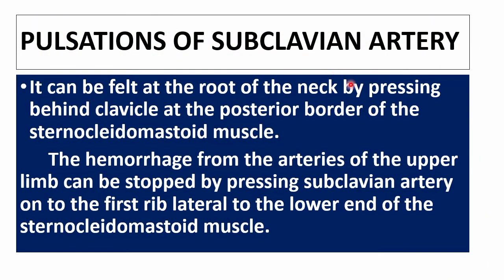Then, pulsations of the subclavian artery. They can be felt at the root of the neck by pressing behind the clavicle at the posterior border of the sternocleidomastoid muscle. Hemorrhage from the arteries of the upper limb can be stopped by pressing the subclavian artery onto the first rib, lateral to the lower end of the sternocleidomastoid muscle. That is the pulsation of the subclavian artery.